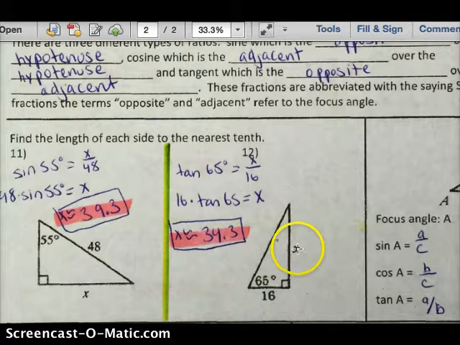Now I have these two sides, the opposite and the adjacent, which tells me I'm going to use tangent, O and A, SOHCAHTOA. So tangent of 65 is equal to the opposite over the adjacent. Same thing here, just going to cross multiply, put this over 1. 16 times tangent of 65 is equal to 1 times x, or just x. Here's my calculator equation, and my answer is approximately 34.3 units.